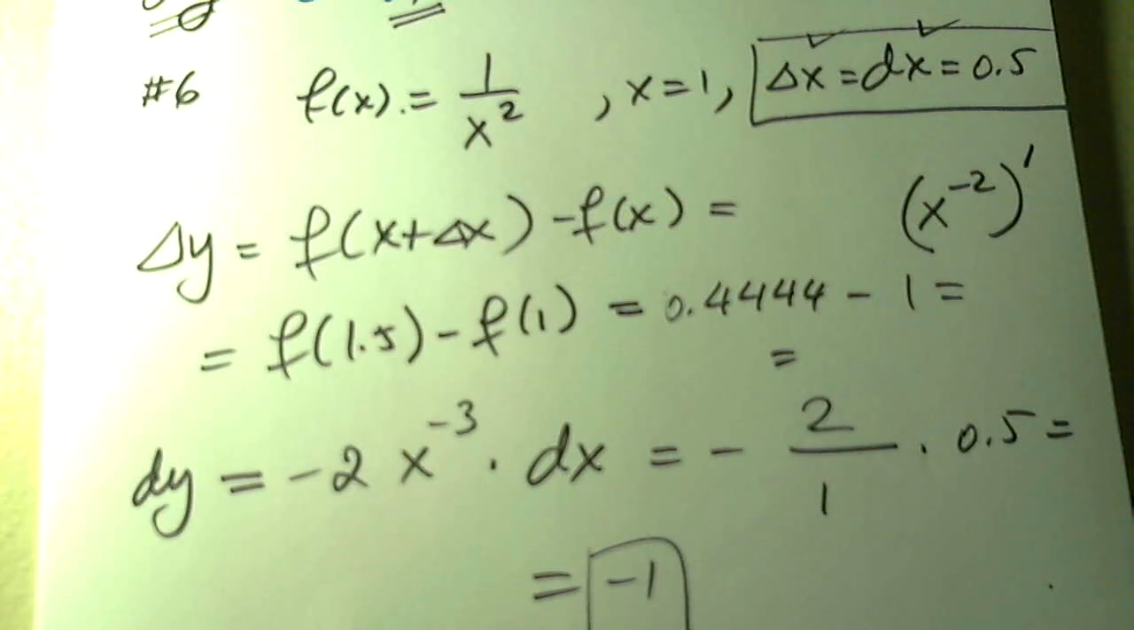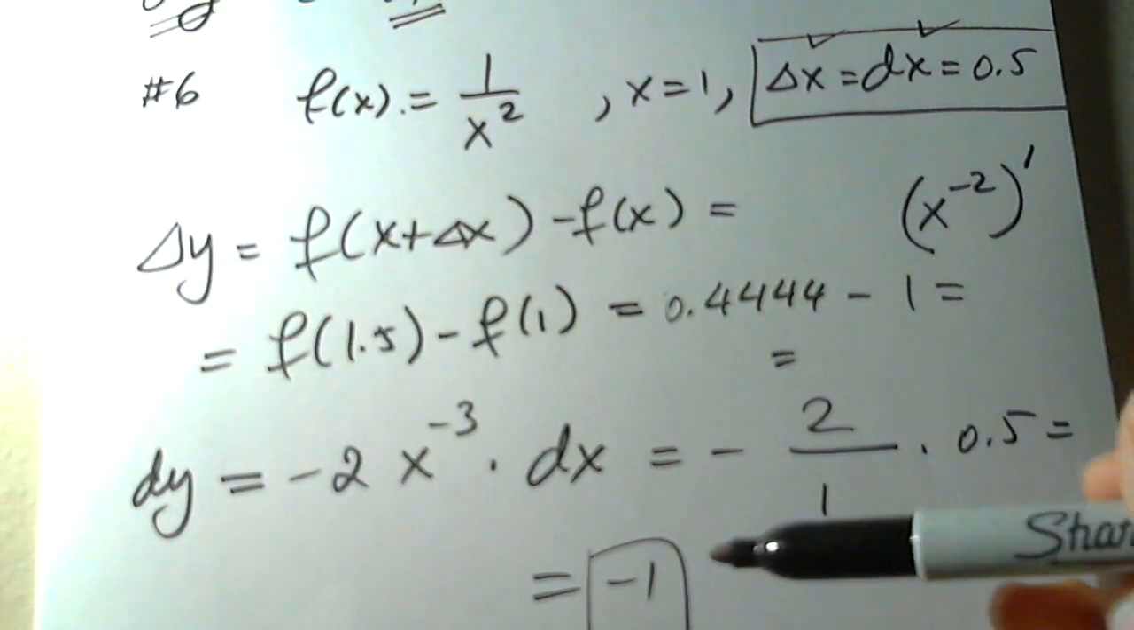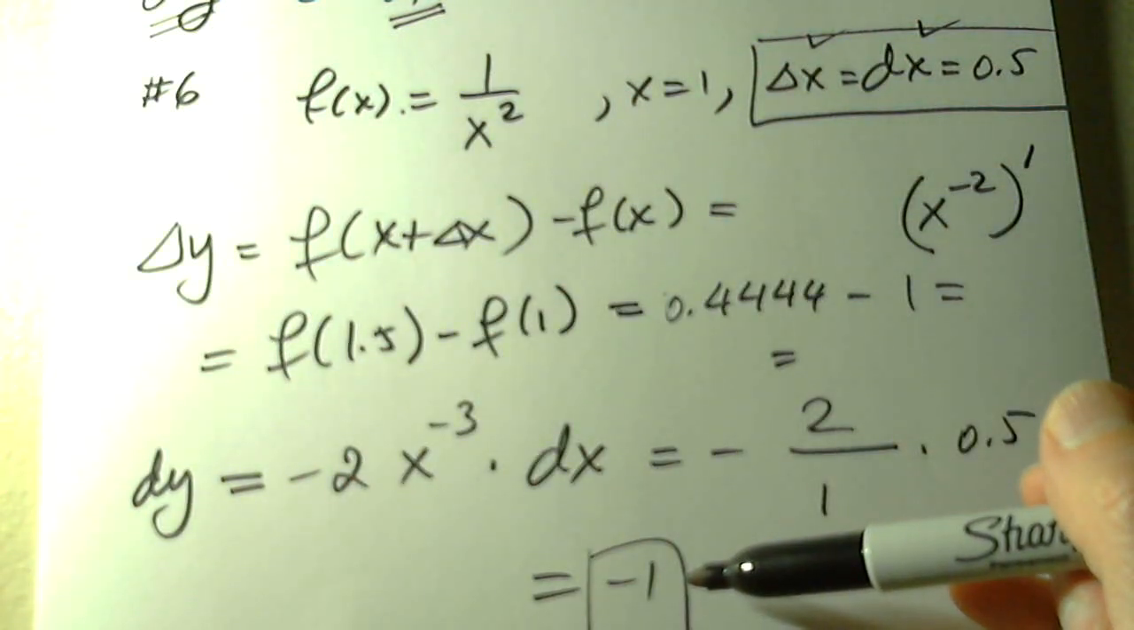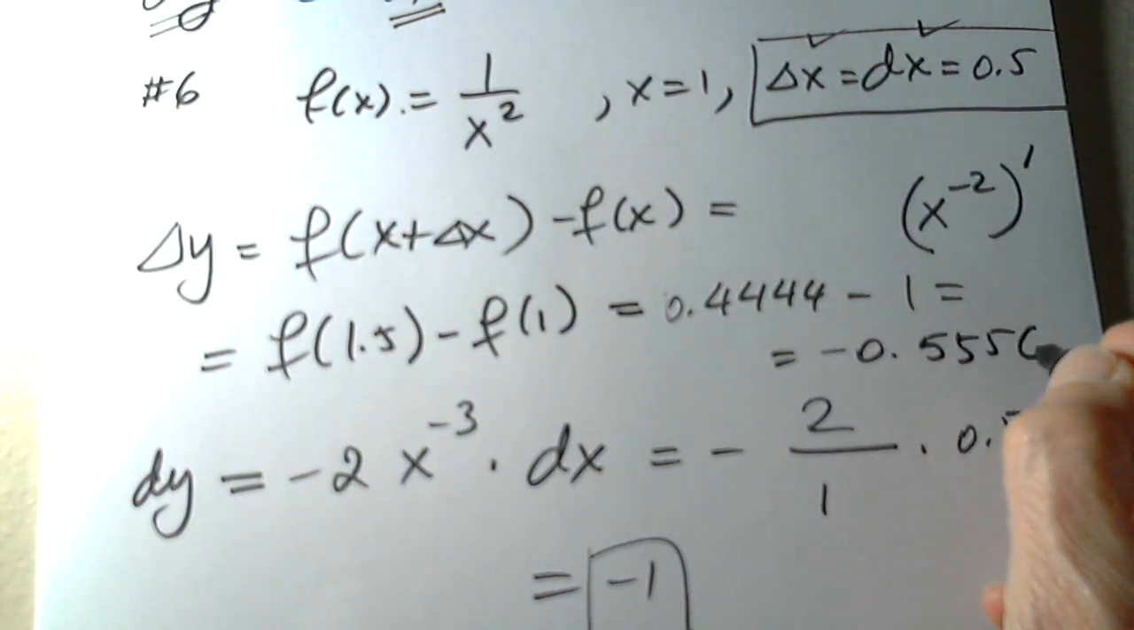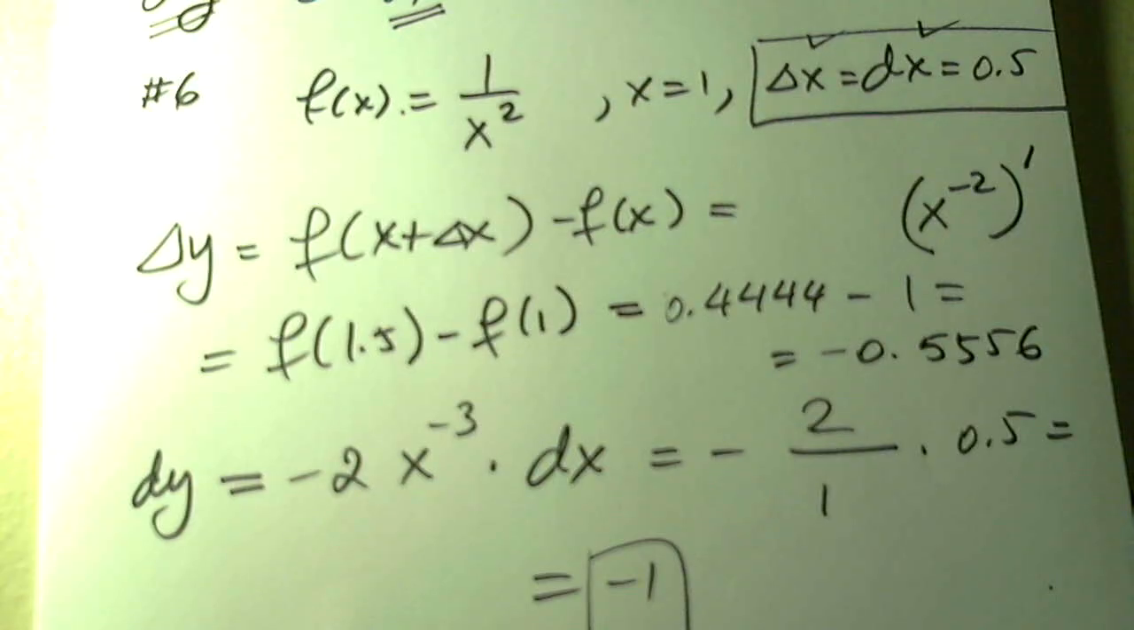Any questions? Any questions on how we calculate these? The dx is given to us, the function is given to us, and all we have to do is determine the actual and determine the approximation. So 0.5556. Any questions?